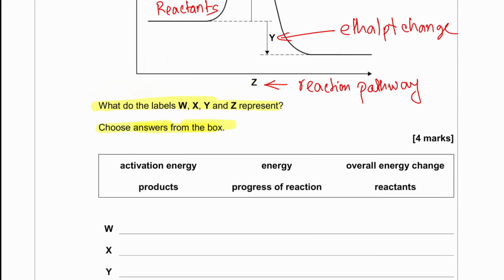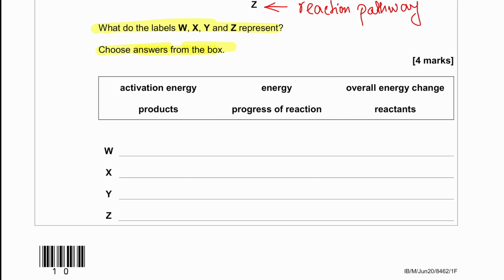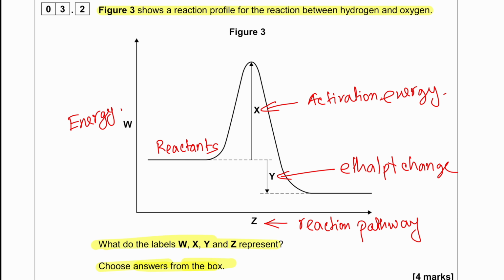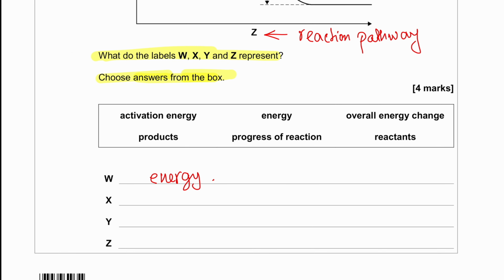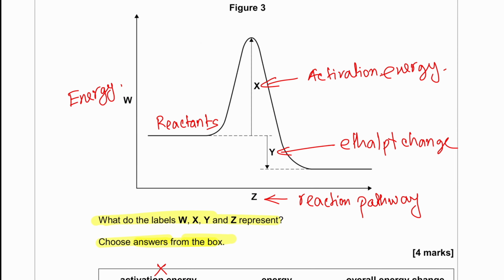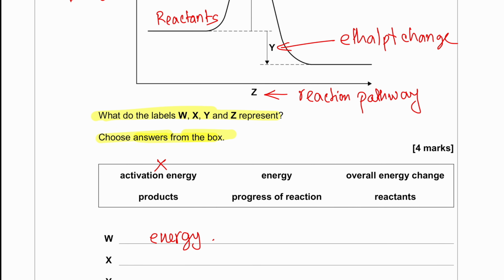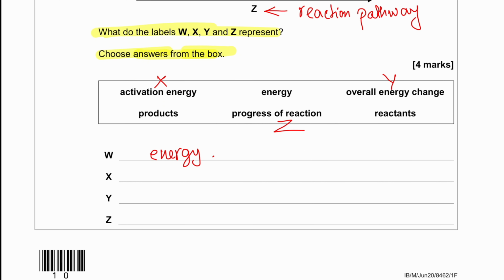So, W will represent energy. X is activation energy. So I'm just writing X here. And Y is overall energy change or enthalpy change. Z will represent progress of reaction.